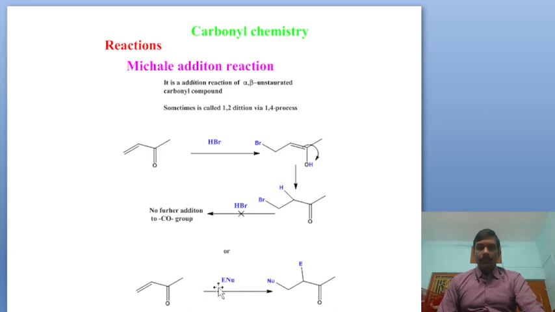And if we add a nucleophile and an electrophile simultaneously, the electrophile would add at the 3 position, and the nucleophile will add at the 4 position. This is called Michael addition, that is 1,4 addition to the alpha beta unsaturated ketone.